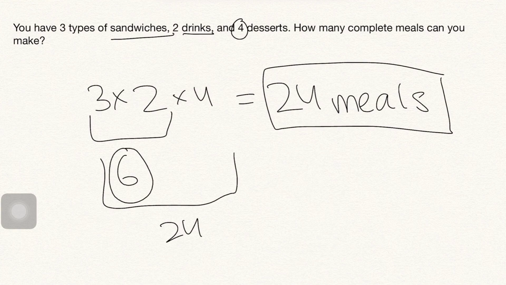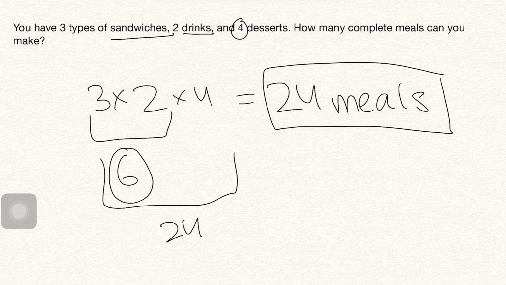And this question was a classic example of the multiplication principle. And what the multiplication principle states is that when you have individual components, like in this case we had sandwiches, drinks, and desserts, and you want to find the total number of combos you can make with them, you would multiply the number of components you have in each. So just like how we did here, we did 3 times 2 times 4 because we have 3 sandwiches, 2 drinks, and 4 desserts. So that was a perfect example of the multiplication principle.